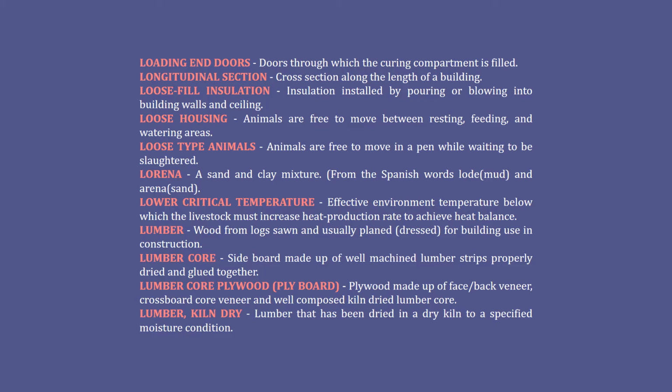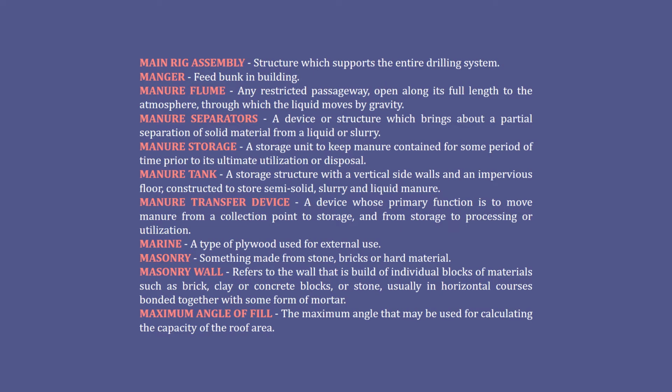Lumber core plywood or plyboard: plywood made up of face and back veneer, crossboard core veneer and well-composed kiln-dried lumber core. Kiln dry lumber: lumber that has been dried in a dry kiln to a specified moisture condition. Main rig assembly: structure which supports the entire drilling system.